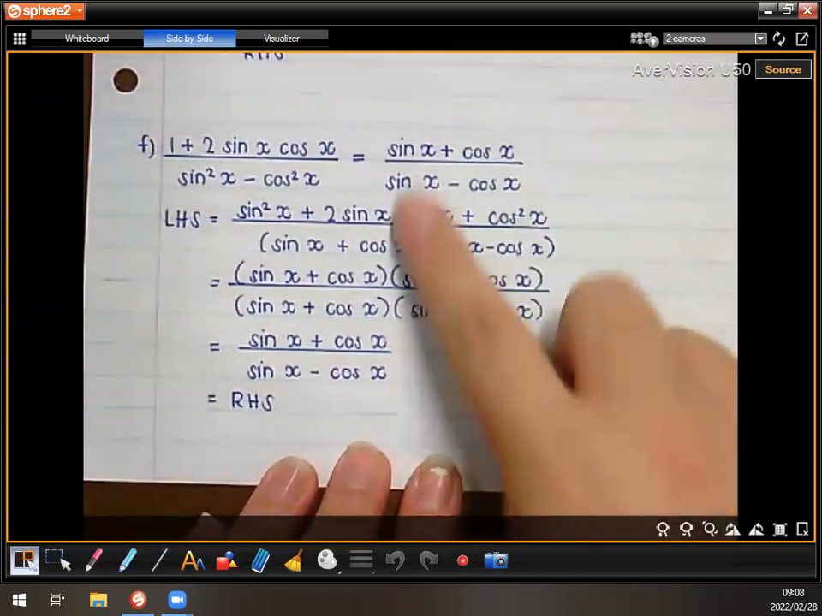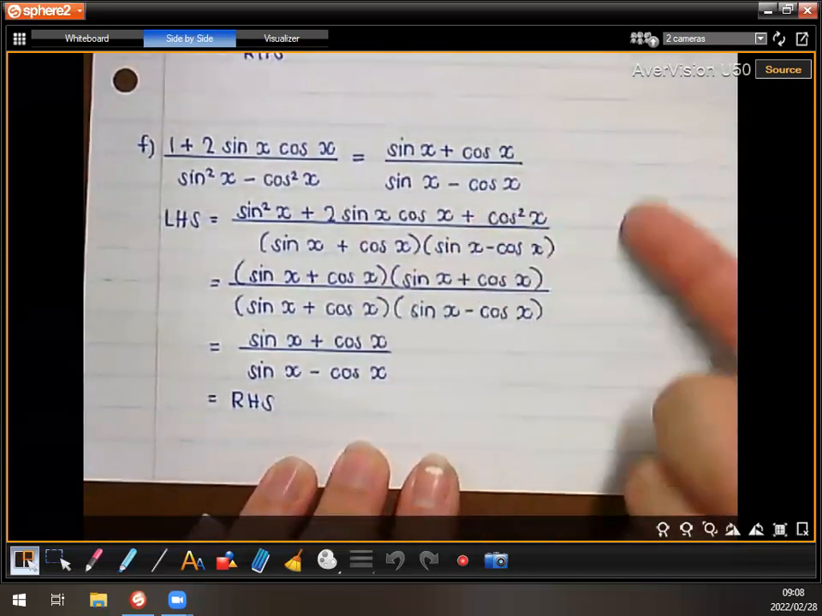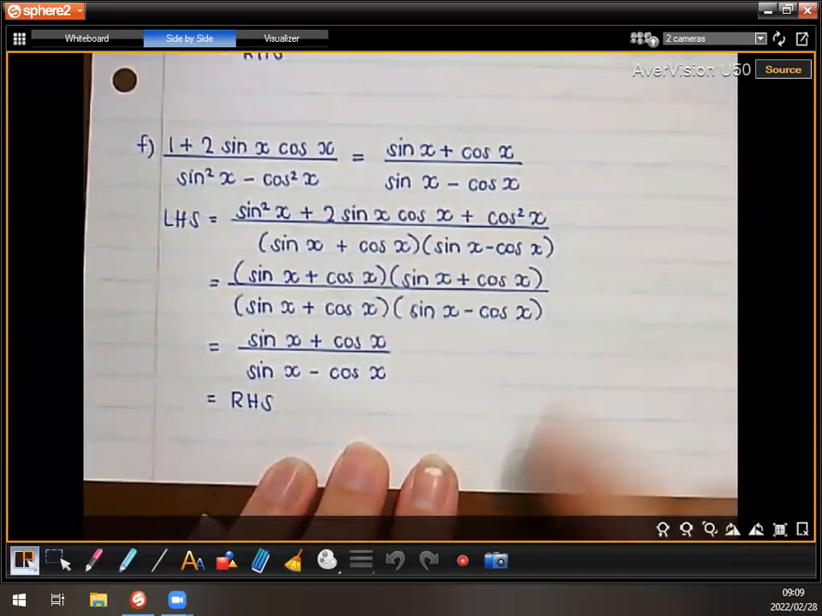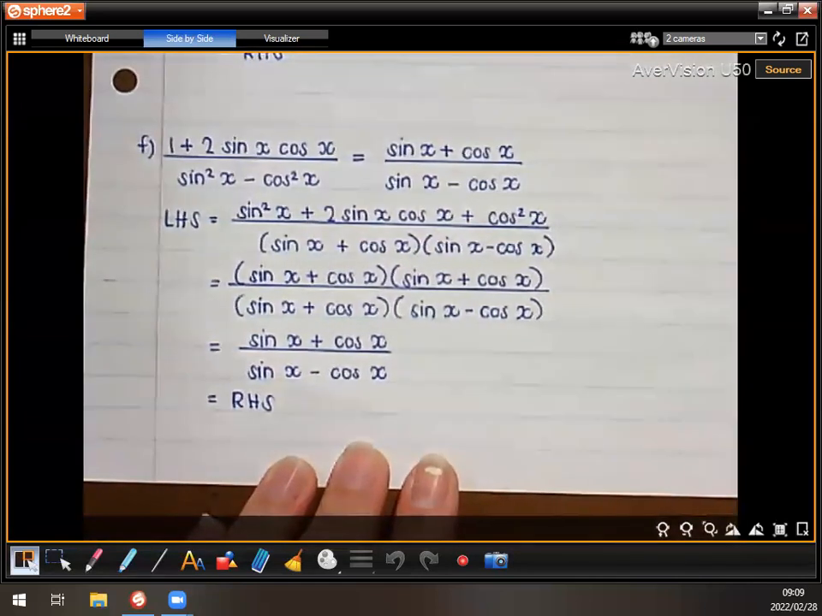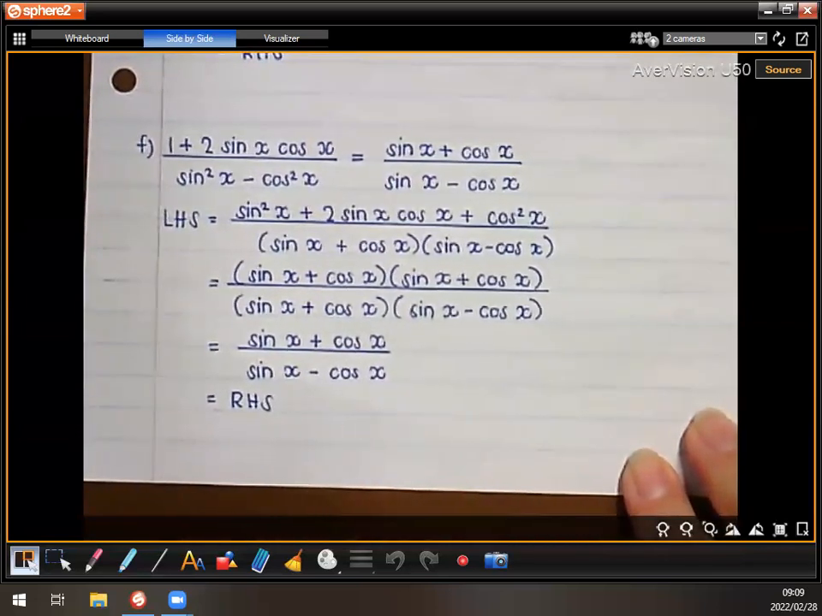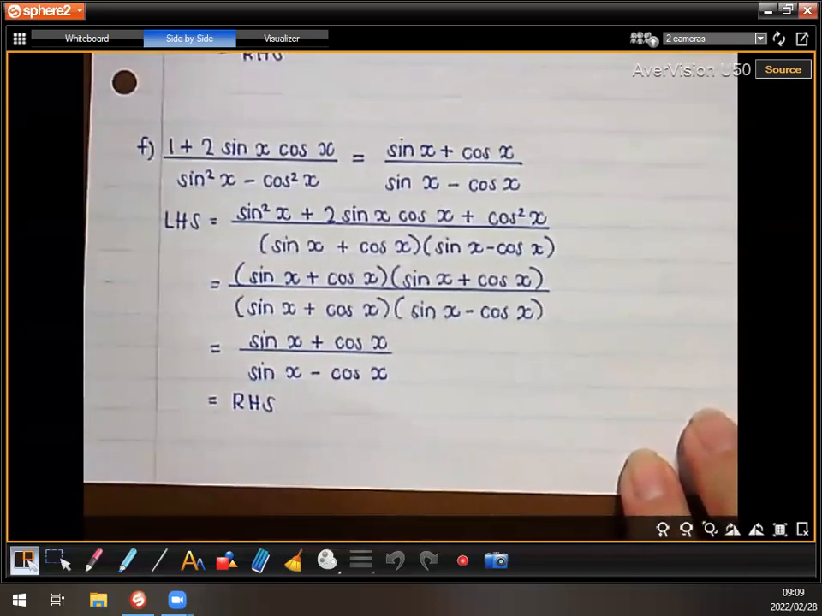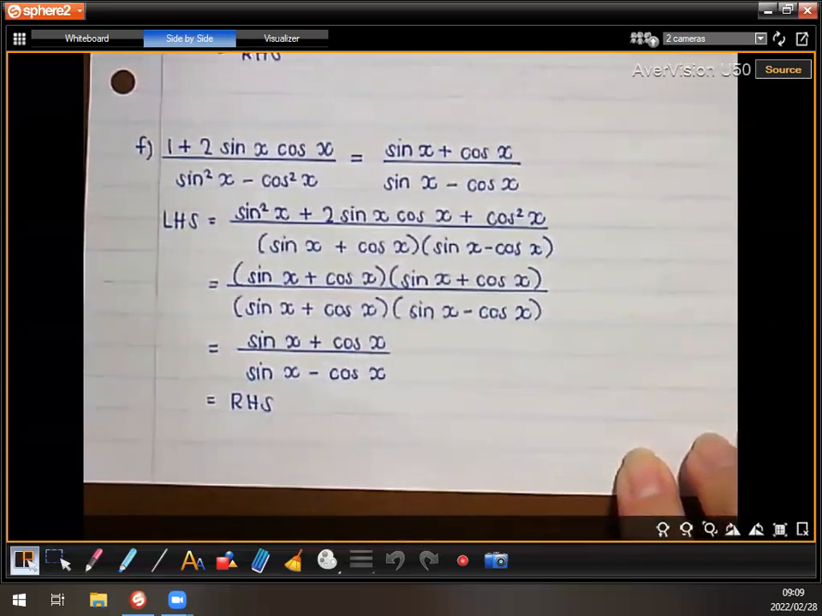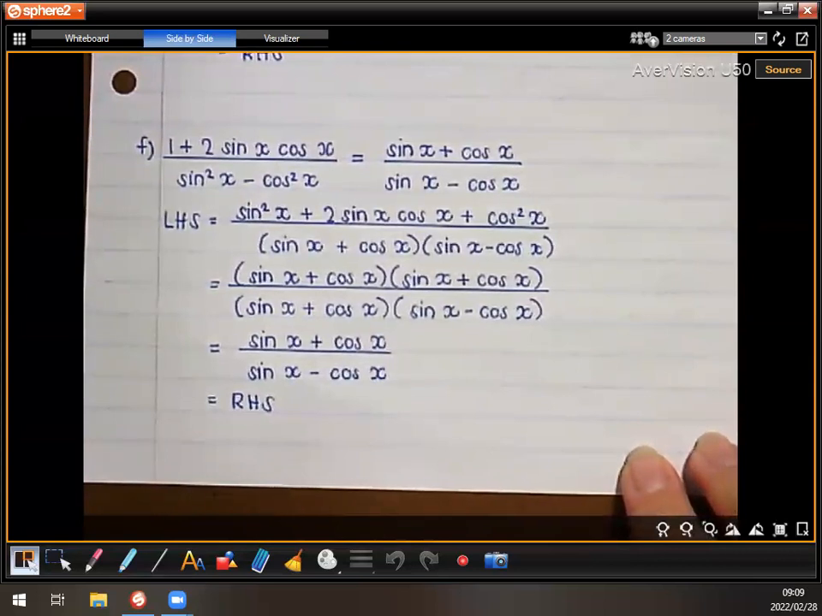If you wanted to start working on the left, right, you could have just multiplied the top and the bottom by sine x plus cos x. That also would have worked, right, if you decided to work on the right instead. So then you just would have had to multiply out and would have gotten sine squared x plus cos squared x, which you would have had to put together as 1. So this would have worked as well. Any questions on that one?